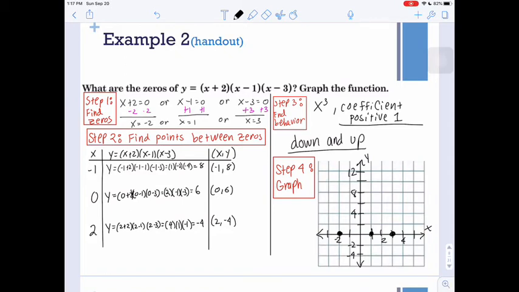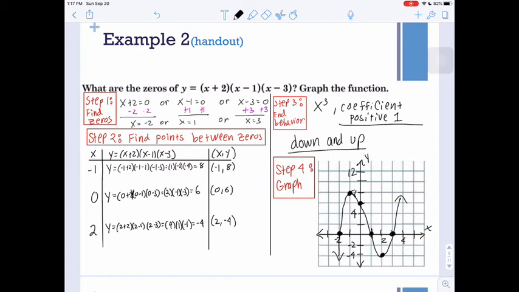Then I added some extra points. So we have negative 1 all the way up to 8. And then 0 will be at 6. 2 is going to be negative 4. And now using our end behavior of down, up, I know starting on the left, I'm coming from the bottom. So it would be pointing down. And then I follow my points and end going upwards.